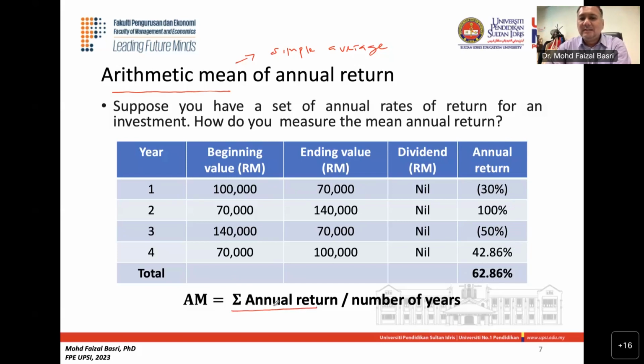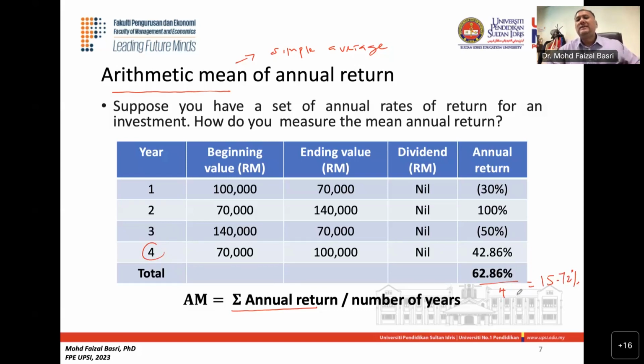So this is the numerator part of our formula, whereby we add all 4 years' returns. And in order to get the mean or the average, you have to divide this by 4, because our number of years is 4 years. So if you take that 62.86 divided by 4, it will give us 15.72%. Okay, so this is the average or the arithmetic mean of our returns.